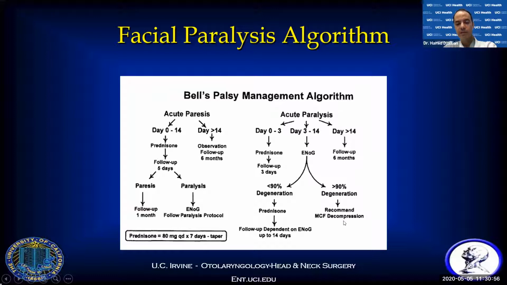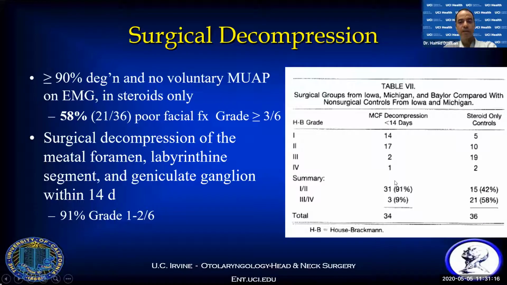then they recommended the middle cranial fossa decompression, because the narrowest segment of the nerve is the labyrinthine segment, which is about 0.68 millimeters in diameter. So that's the tightest area around the nerve. And if you get an MRI in an acute facial paralysis, that's the area where the nerve's going to light up.